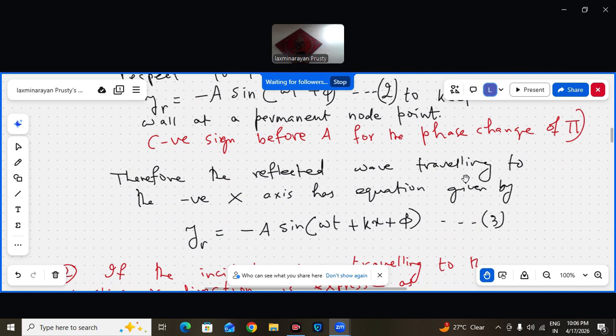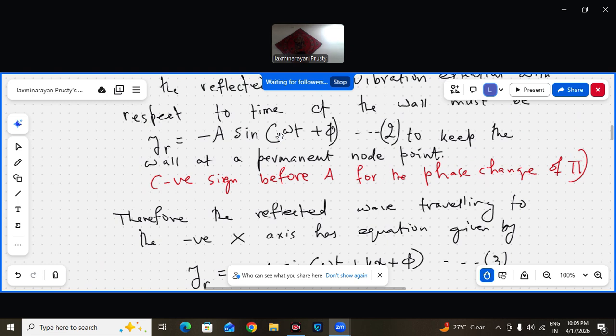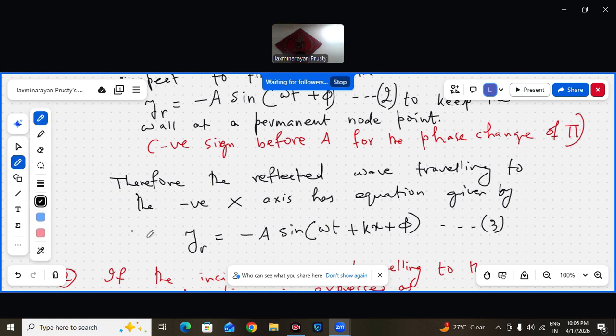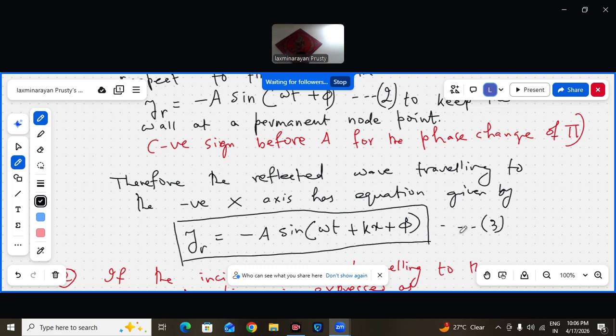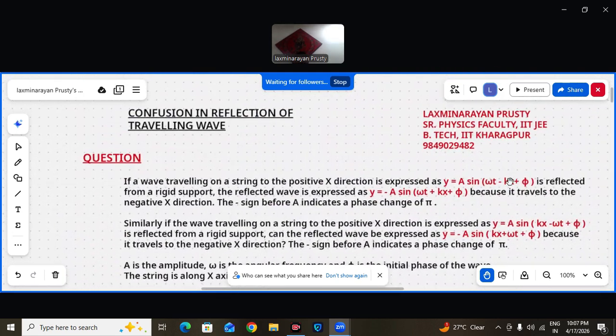Therefore, the reflected wave traveling to the negative x-axis will have this vibration at the point of the reflected wave, traveling to the negative x-axis, so plus kx. So yR will be minus a sine omega t plus kx plus phi. This will be our reflected wave from a rigid support. This is clear to you? There is no issue here. I directly wrote that in the question paper itself.